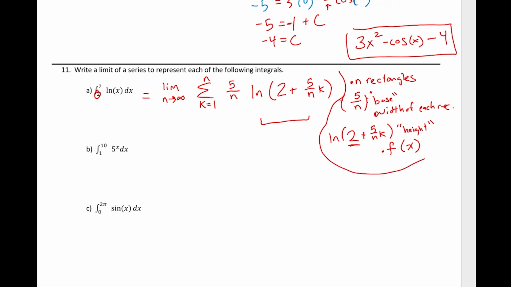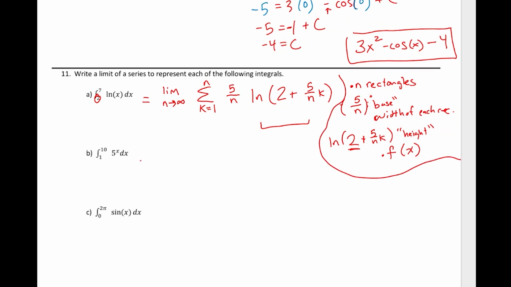I'm going to leave these notes up over here just to help us get the next one. So we want the limit as n approaches infinity because we want n rectangles. The more the better. The difference between the bounds is going to be 9. 10 minus 1 is 9. So this will be 9 over n. That's the base. And then the height is going to be that f of x. So it'll be 5 to the x power. But instead of writing x here, because I don't have any reference to x here, I'm going to start with the lower bound, which is 1, and I'm going to add 9 over nk.